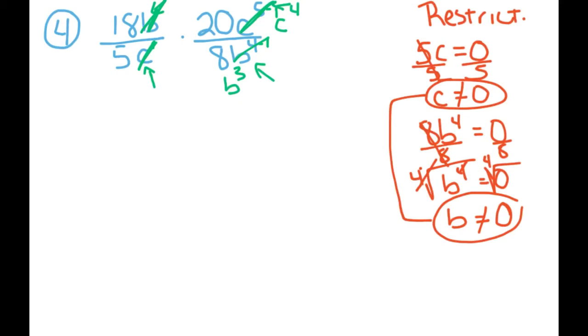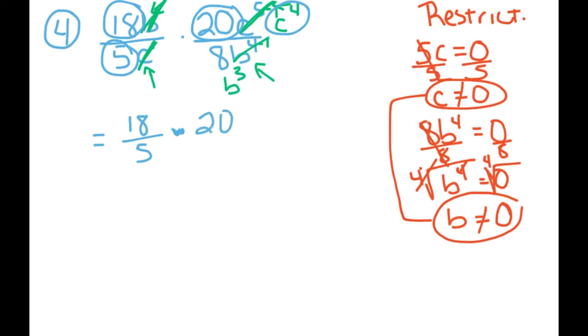Now this is getting a little bit messy, so I'm going to go ahead and simplify at this point. I've got 18 over 5 being multiplied by 20c to the fourth on top over 8b to the third.